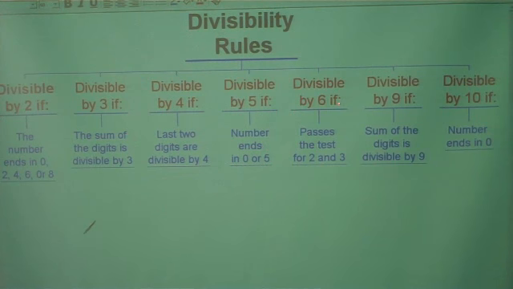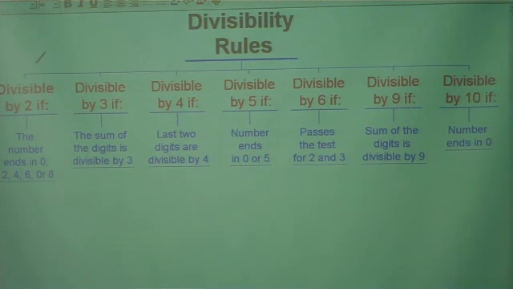A number is divisible by 6 if it passes the test for 2 and 3. A number is divisible by 9 if the sum of the digits is divisible by 9. And a number is divisible by 10 if the number ends in 0. Now when I test the rules, I always lump the ones that are the same together, and it makes it go a little bit faster.